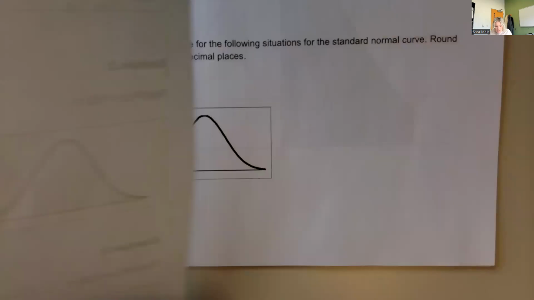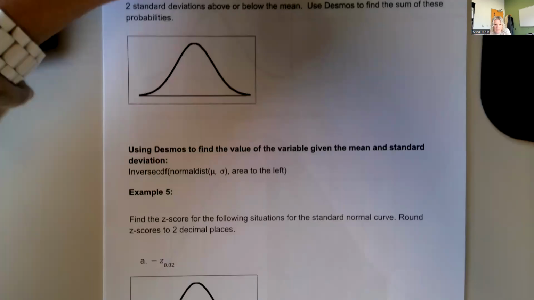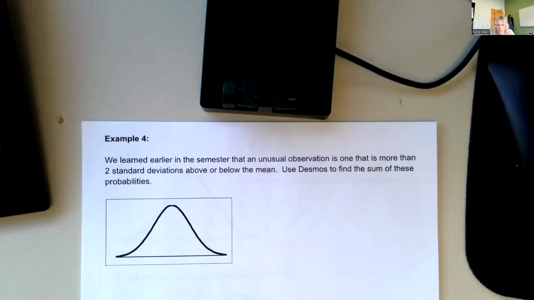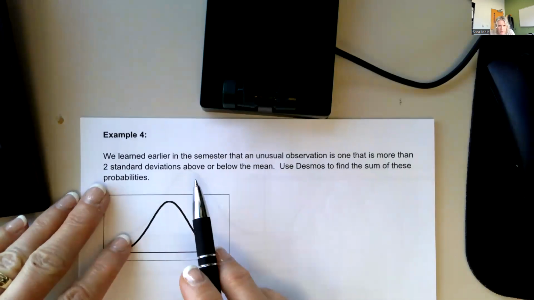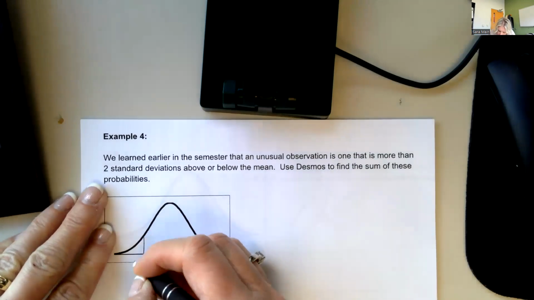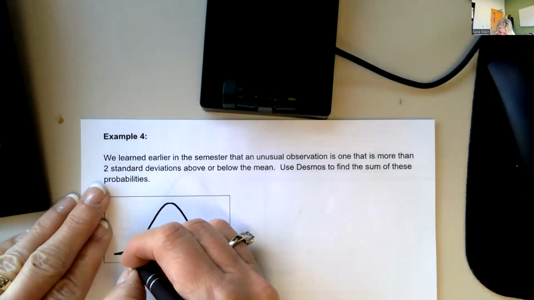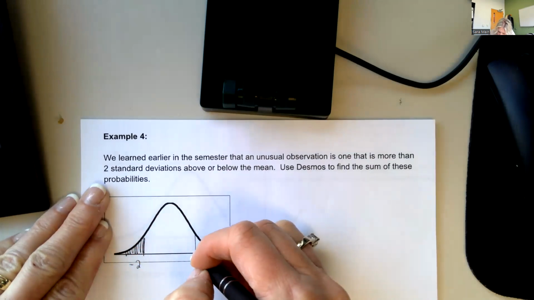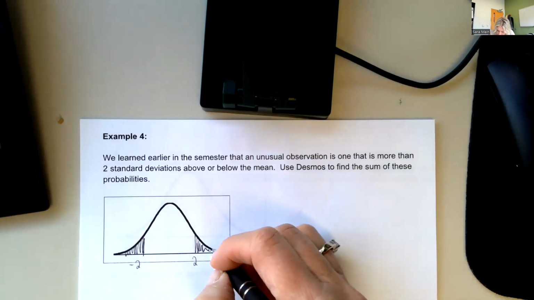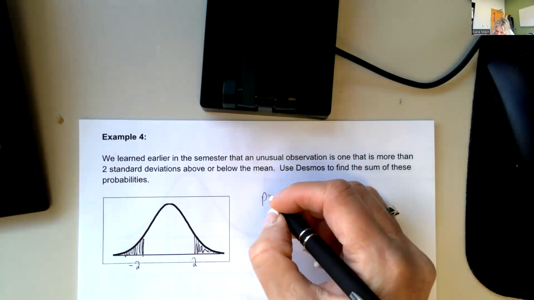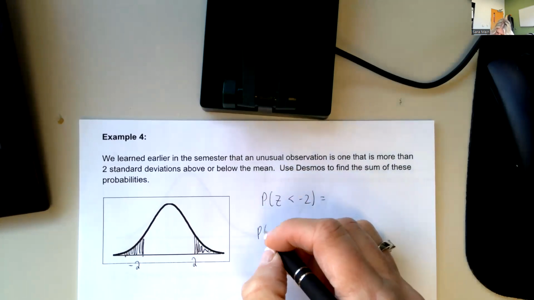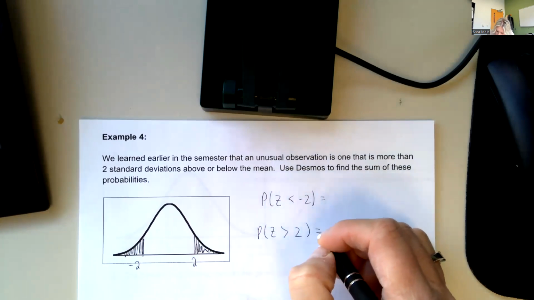Okay, so let's look at example 4. Example 4 says, we learned earlier in the semester that an unusual observation is one that is more than 2 standard deviations above or below the mean. Use Desmos to find the sum of these probabilities. So let's look at a -2 and a +2. So that would be the probability of z being less than -2, and then the probability of z being greater than +2.